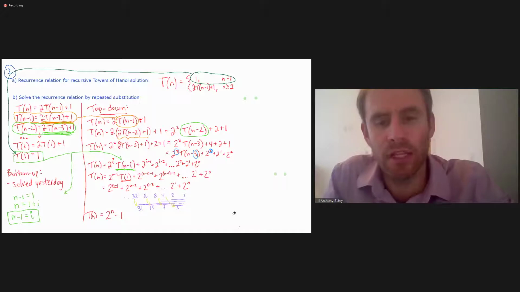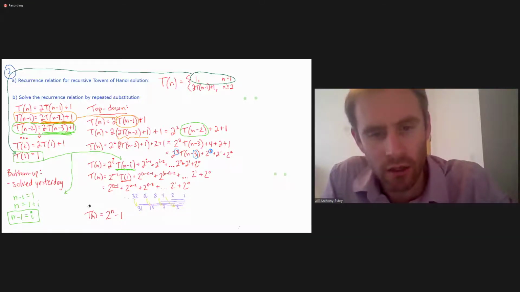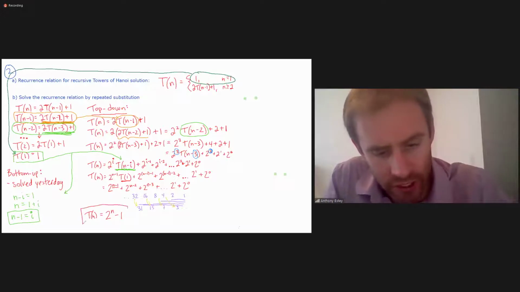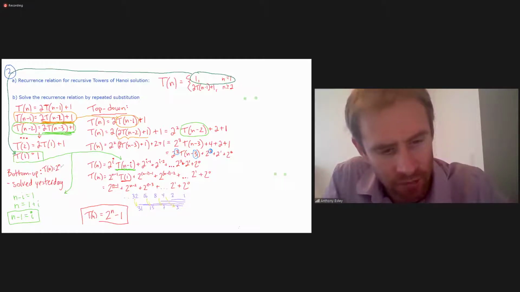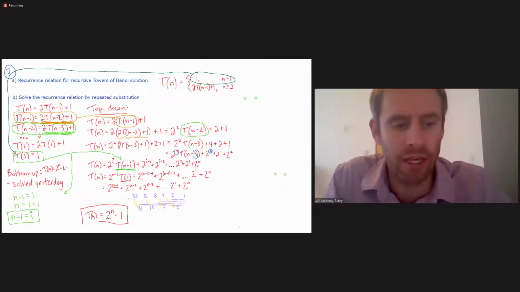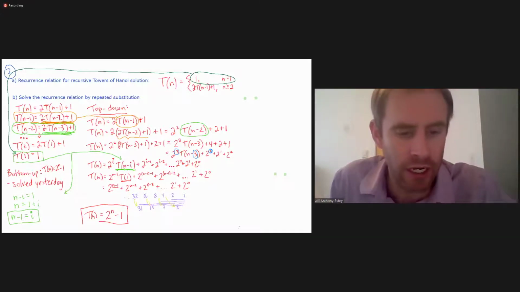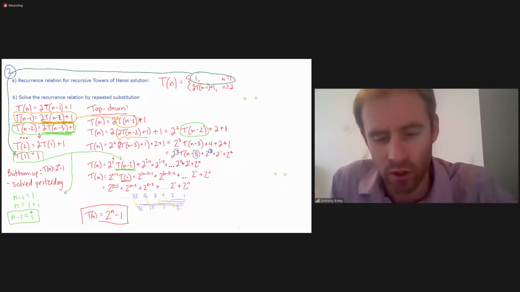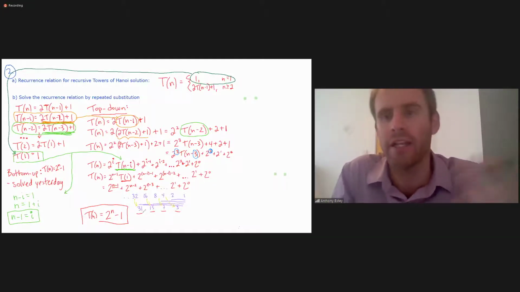So again, what we saw, I believe, when we did our bottom up, I believe our bottom up got us T of n equals 2 to the n minus 1. Because I think what we saw is T of 1 is 1, T of 2 is 3, T of 3 was 7, then 15. So again, we're seeing these same numbers that we saw down here. The pattern we saw is always powers of 2 minus 1.